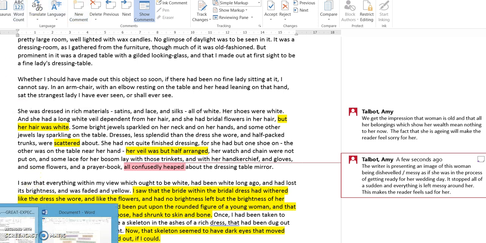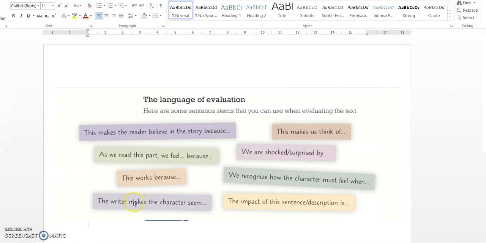It might be a good opportunity here to bring up some of these phrases. So the language of evaluation. So if you're talking about how the writer makes us think or feel something, you might want to use some of these phrases. This makes the reader believe in the story because this makes us think of, as we read this part, we feel we are shocked and surprised, or we feel sorry for her. This works because. So just those phrases there, you might want to make a note of those, because I'm not going to write up this answer. You can have a go at doing that as part of your own revision.